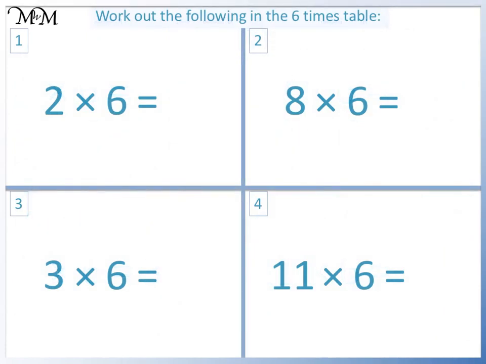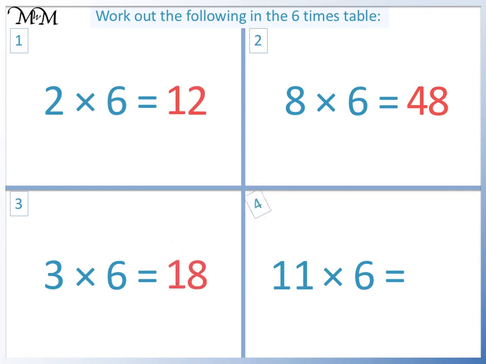Here are some questions for you to try. Pause the video and have a go. Question 1. We have 2, and half of 2 is 1. Question 2. We have 8, and half of 8 is 4. Question 3. 5 more than 3 is 8, so 3 times 6 ends in 8. 3 times 6 equals 18. We could have also added 6 to 12 to get 18.